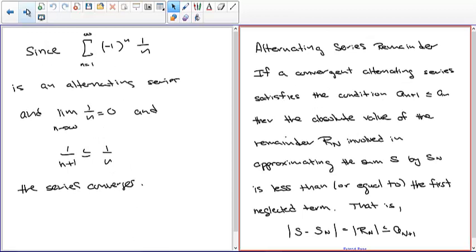And you can also find the remainder, which is basically the leftover part. If you get to the nth term of the infinite series, the difference between the final sum and the nth term sum is called the remainder, and that's always less than or equal to the n plus first term. So it says if a convergent alternating series satisfies the condition that a sub n plus 1 is less than or equal to a sub n, then the absolute value of the remainder involved in approximating the sum s by s sub n is less than or equal to the first neglected term.